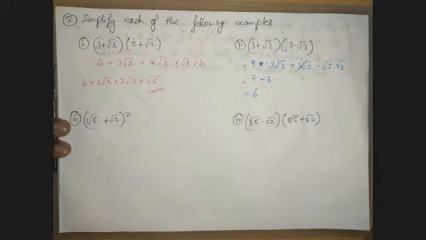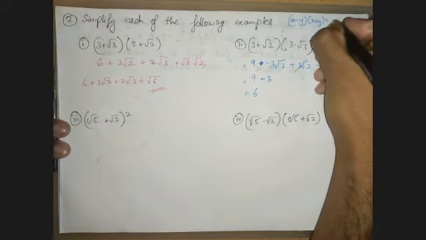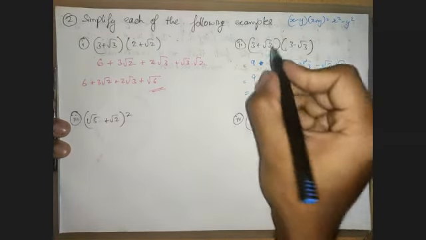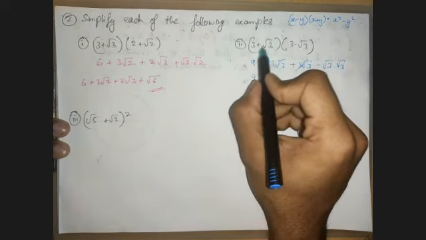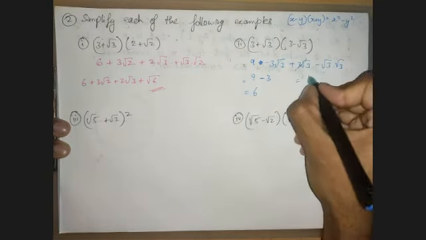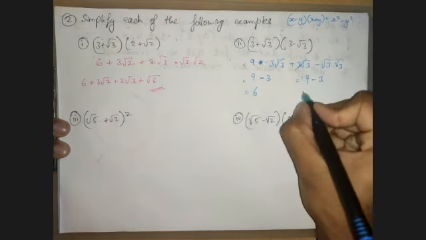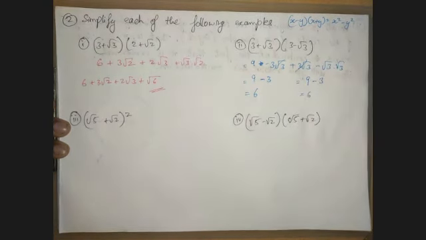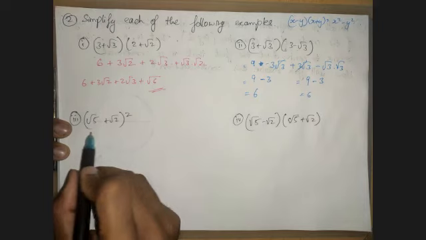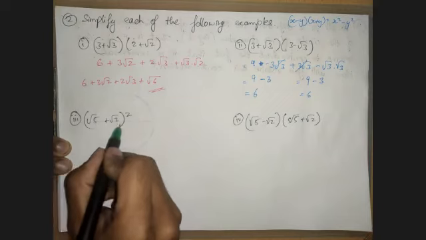Or I can solve this in another method. If we remember the formula x minus y into x plus y is equal to x square minus y square, I can directly write this, as this is in the form of x plus y into x minus y. So I can directly write 3 square is 9 minus root 3 square is 3, that is 6. No need of this step. So let us look at another problem, that is root 5 plus root 2 the whole square.